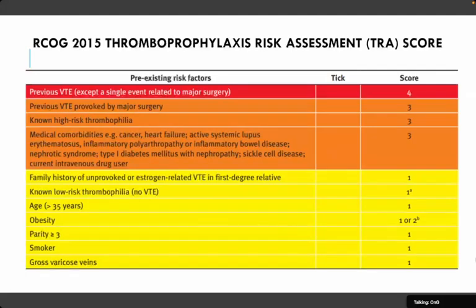I won't go through the different conditions, but as we said, a previous VTE is one of the highest risks for VTE. This is just a continuation of the list.